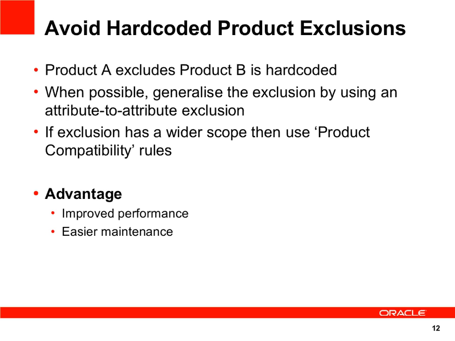Next one is about avoiding hard-coded product exclusions. A constraint like the first line here, product A excludes product B, is named hard-coded because we have two fixed operands. We have product A and product B. And if you want to change the constraint, you have to go into the product model, lock it, change it, release it and refresh the cache. So whenever possible, try to generalize the exclusion and possibly try it by using an attribute exclusion.